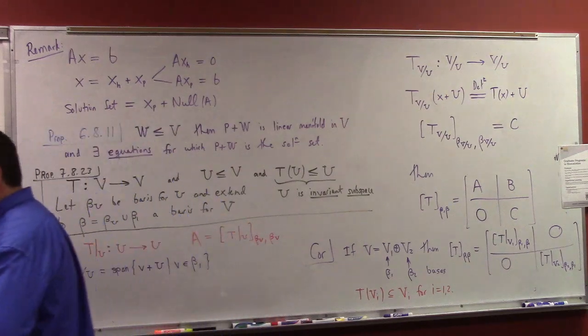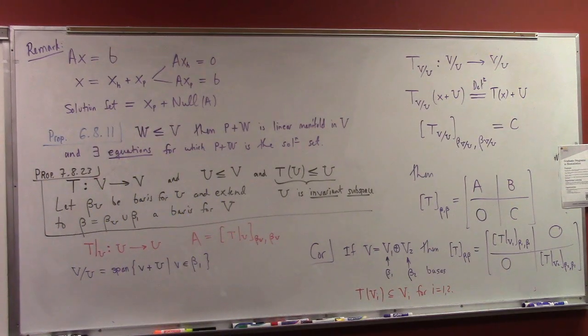Is the corollary in the book? No, it's just a comment after the proof, right before section 7.9. It's on page 206.